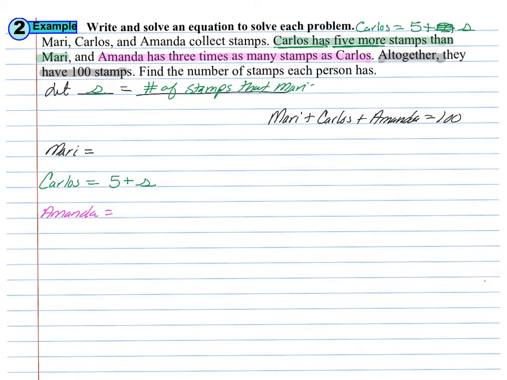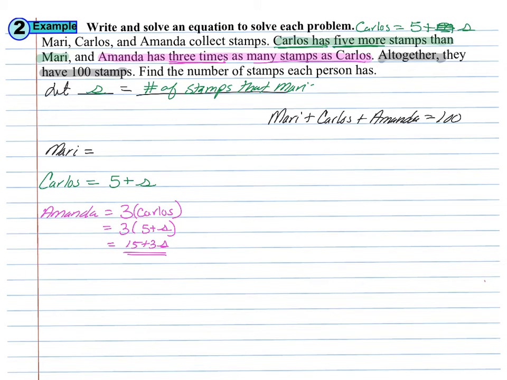And then it says Amanda has 3 times, and times means multiply, 3 times as many stamps as Carlos. So 3 times Carlos. But we know that Carlos is 5 plus S or S plus 5. It doesn't really matter. Okay, let's just distribute right here. So that'll be 15 plus 3S. So this is what we're going to plug into the equation.